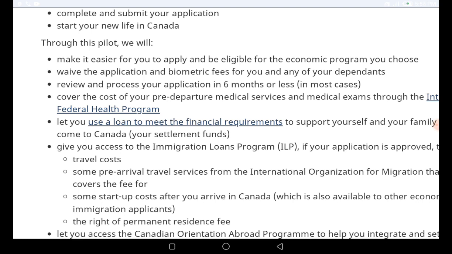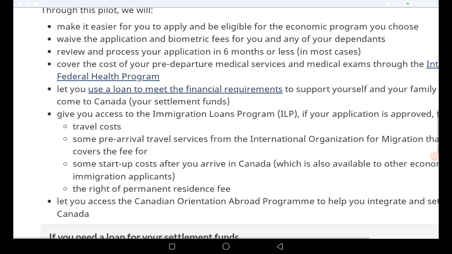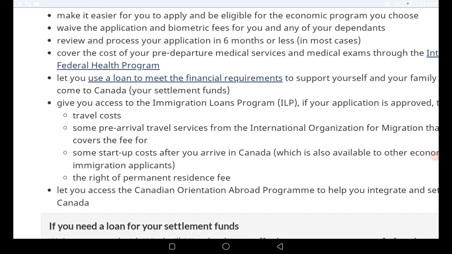Note that this program is going to cover your travel costs, which means you don't need to pay any travel cost fee, and this lets you have access to the Canada Orientation Abroad program to help you integrate and settle in Canada. So who can apply into this program? What are the methods you need to follow for you to be able to apply successfully into this program? What are the requirements you need to follow?